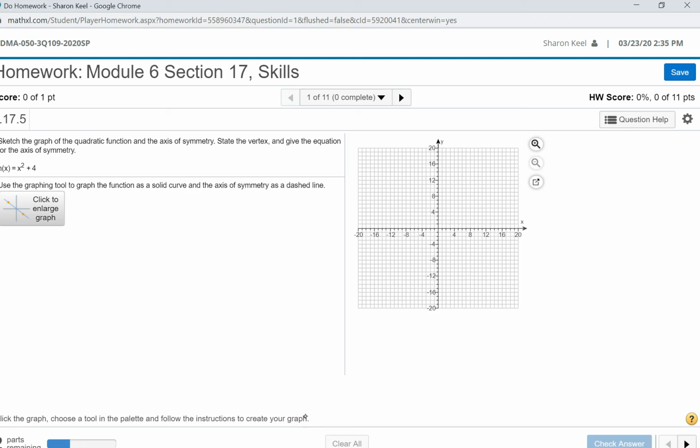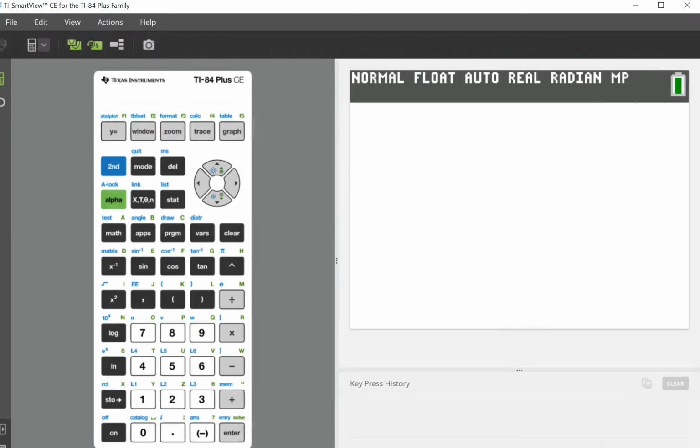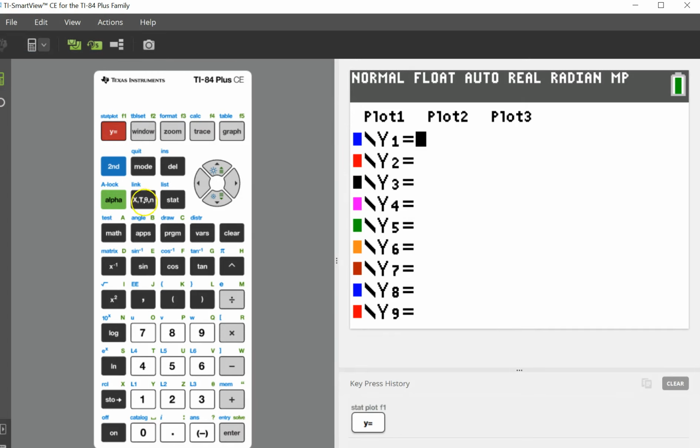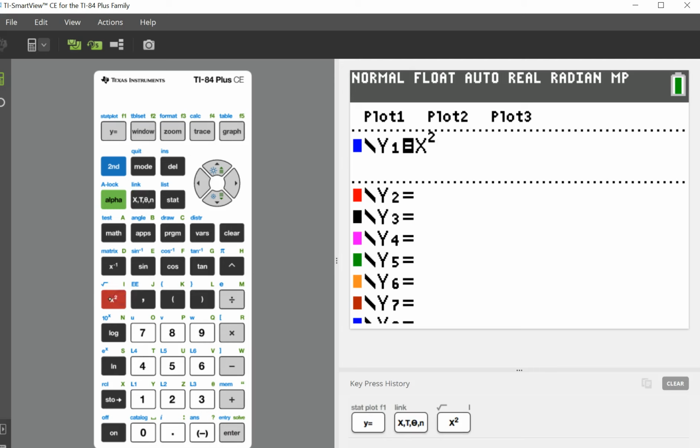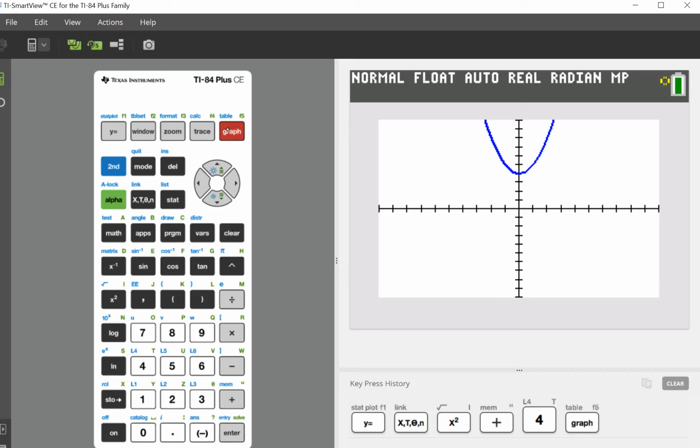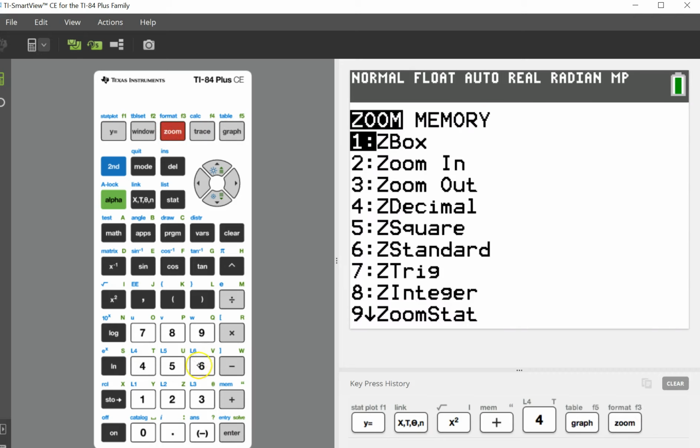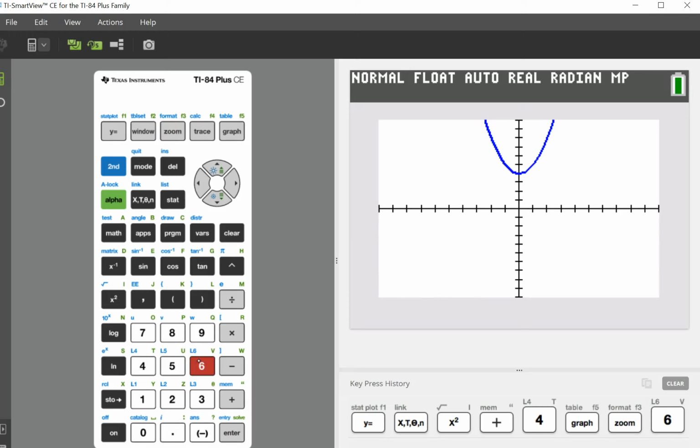It says sketch the graph of the quadratic function and the axis of symmetry. State the vertex and give the equation of the axis of symmetry. Our equation is x squared plus 4. So you're going to go to your calculator. You're going to select y equals, and we're going to type in x squared plus 4. And as I said, we're going to press graph, and we want to be sure we're starting at zoom 6, which is our standard view. At the standard view, you will notice that the vertex is at the bottom. If it's at the bottom, it is called the minimum.